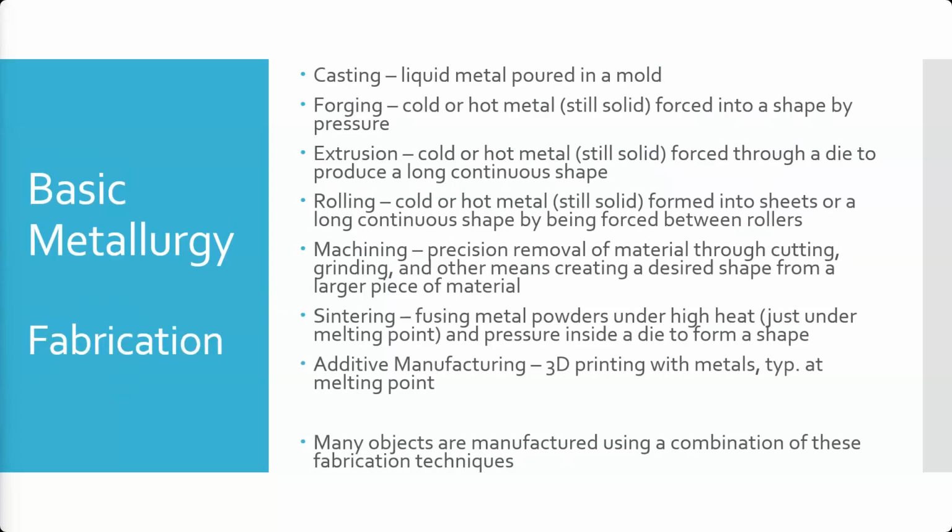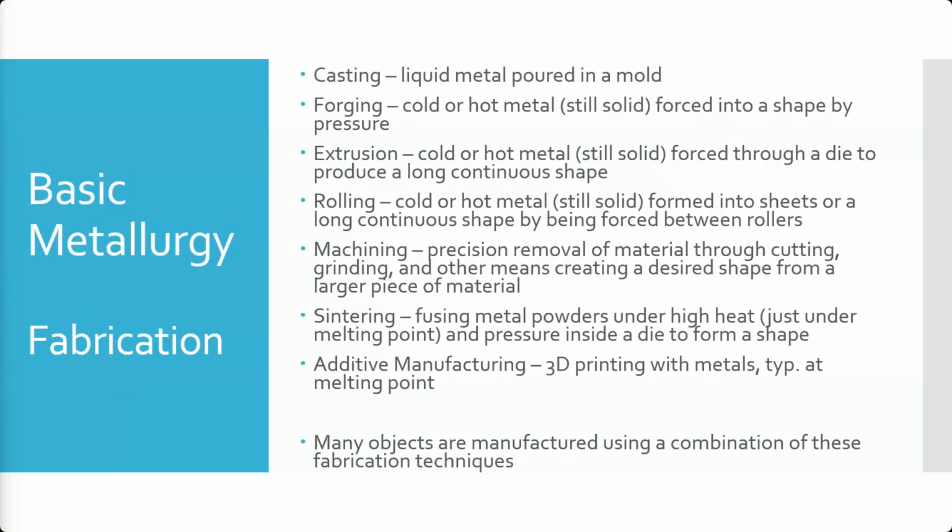It typically has a rough surface. Forging, cold or hot metal, not liquid, it's still in a solid form, but cold or hot metal is forced into a shape by pressure. The metal flows inside of a die into a shape. Again, these forgings typically have a rough surface. In fact, last time on Tuesday I brought that gear in here. That was a rough forging. That had just come out of a forging die. It was cleaned, but it was rough.